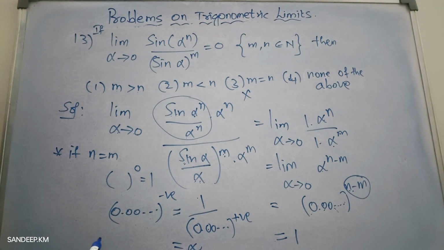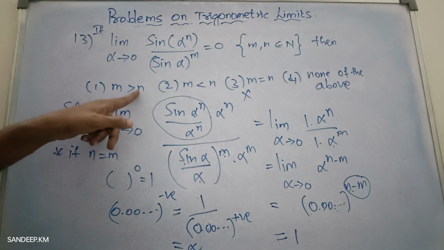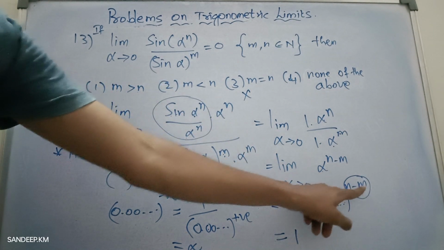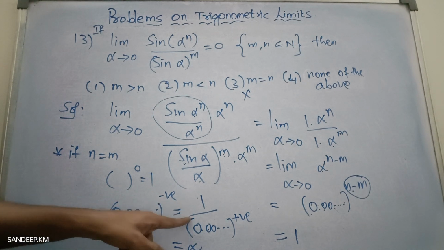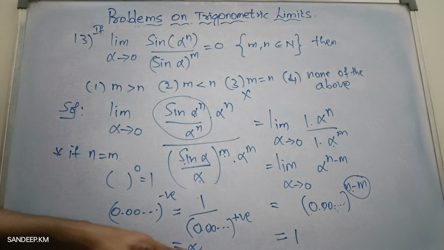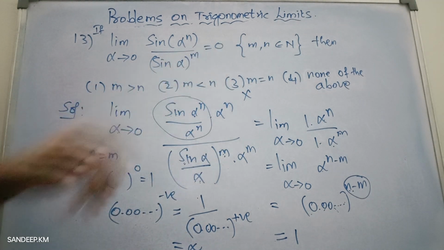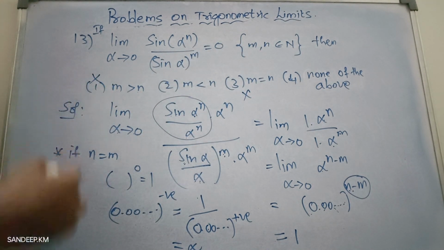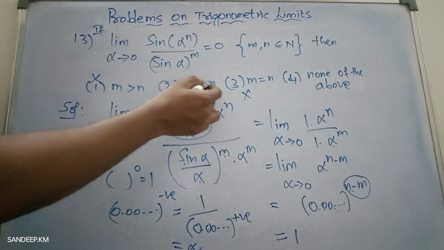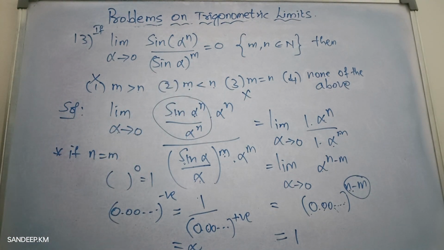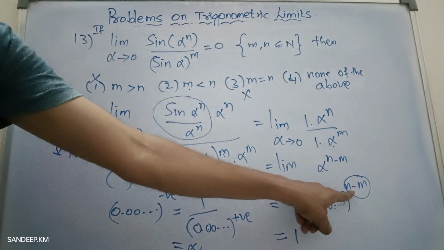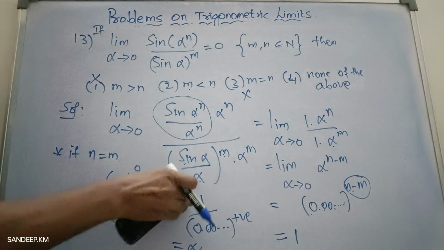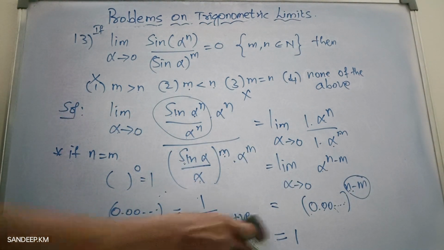The answer becomes infinity. When the answer becomes infinity, if m is greater than n, that means the power becomes a negative number. And because of this, I'll get infinity as the answer. But I want the answer as 0. What is the meaning of it? Option 1 is also not correct. And what if m is less than n, dear students? See, if m is less than n, that means n is the larger value and m is the smaller value. Then automatically what will you get here?